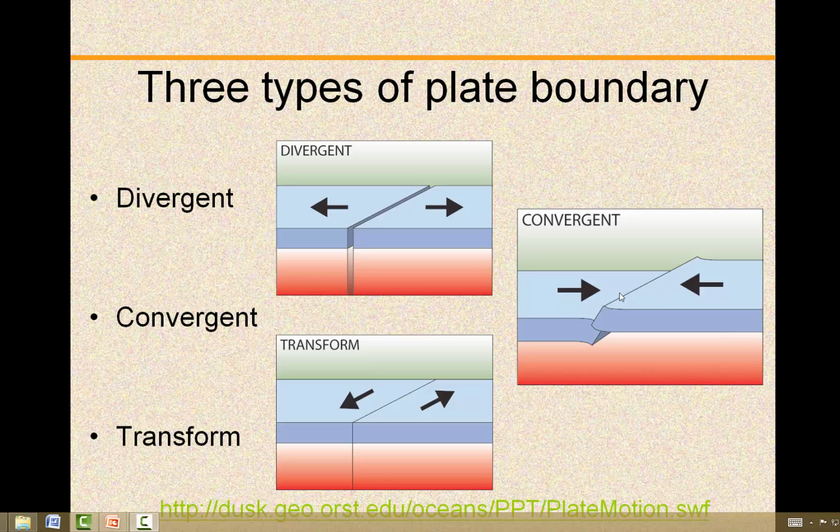We called this compression with earthquakes. We're going to call that convergent, moving together, and we called this a shearing force. We're going to call that transform. And these are the three ways that plates interact. They all produce shaking, some of them more than others.